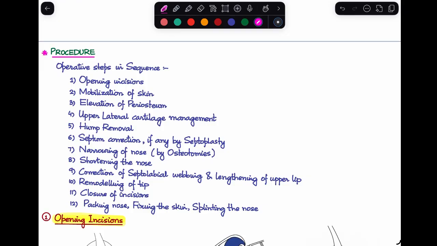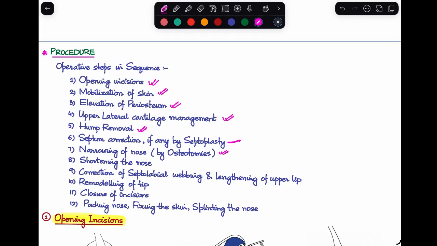So, first of all, after we have positioned the patient, we will be giving opening incisions. After you have given incisions, we will mobilize the skin. Next, we will elevate the periosteum. Next is we will be managing the upper lateral cartilage. After management of the upper lateral cartilage issues have been done, then we will remove any hump if present. If you need to do septoplasty for the particular case, this is the right time to do the septoplasty. We usually do the septoplasty after hump removal has been done. If septoplasty is done, we have finished it.